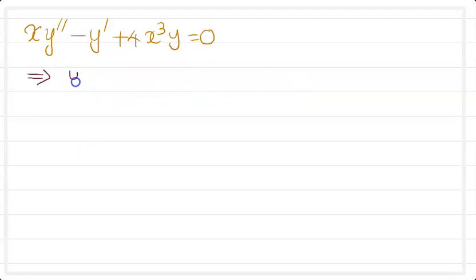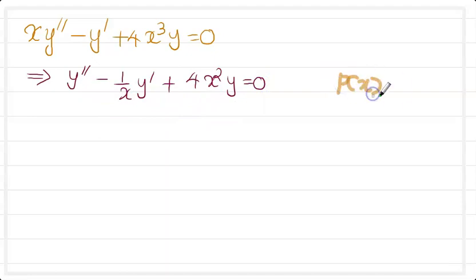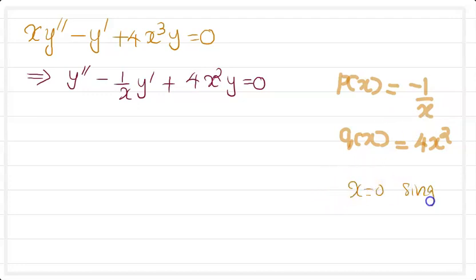Here the given differential equation can be written as y'' minus 1 by x into y' plus 4x² into y equal to 0. For the given equation, p of x is equal to minus 1 by x and q of x is 4x². Hence, it is obvious that p of x is not defined at the origin. So, x equal to 0 is a singular point of the given differential equation.